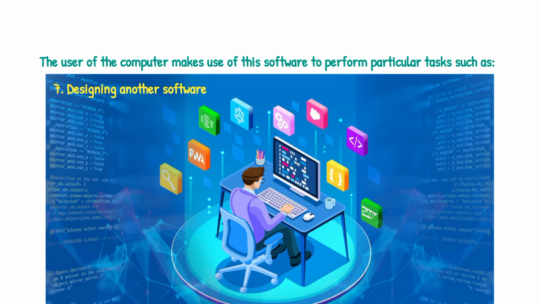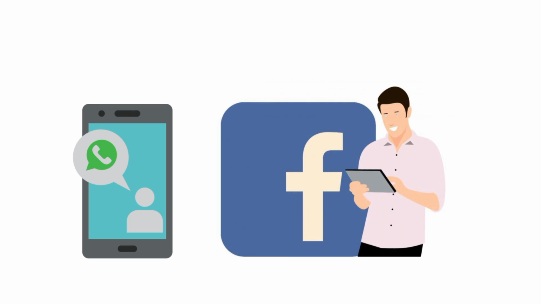For instance, if you are using a smartphone and you want to be able to use WhatsApp, you need to make sure that the WhatsApp app has been installed on your smartphone. For you to be able to use Facebook on your smart device or smartphone, you need to install the Facebook application on your device for you to be able to use it.